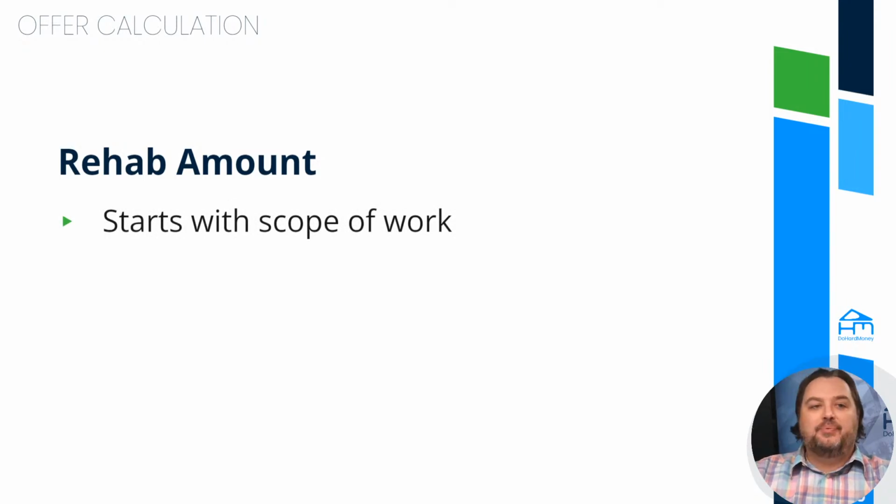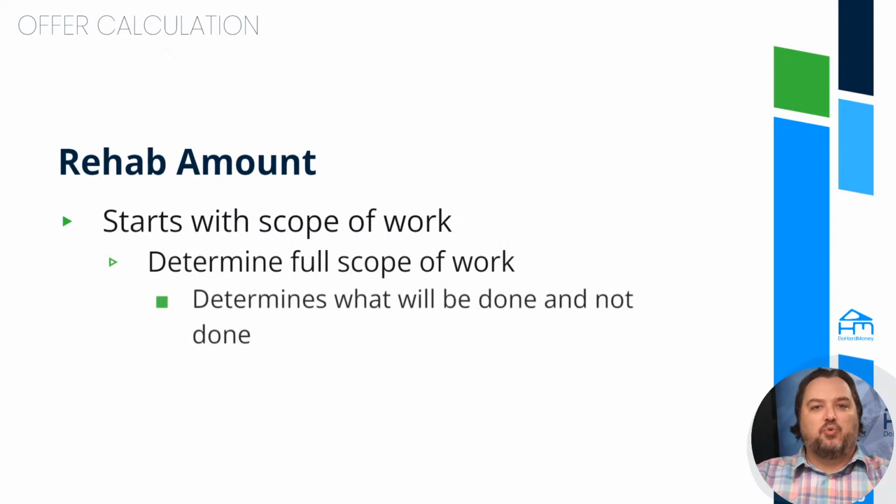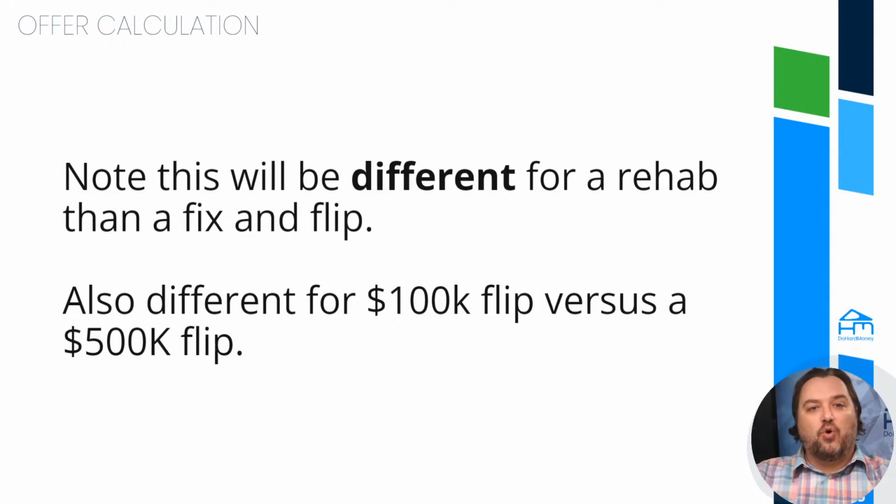All right, rehab amount. This is the next topic that I find a lot of people miss the mark. Rehab starts with scope. What are you going to do to the property? And I can tell you, if you miss things on a scope, it's going to cost you. Don't overlook things. Don't try and downplay things. Make sure your scope of work has the work that needs to be done on the property. Determine what needs to be done, what doesn't need to be done. Determine the quality of workmanship.